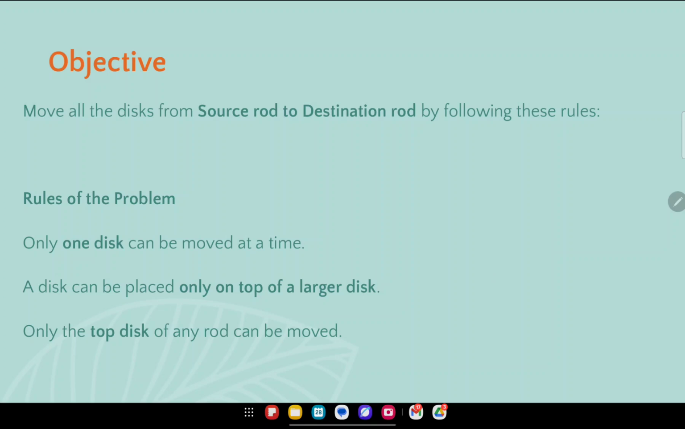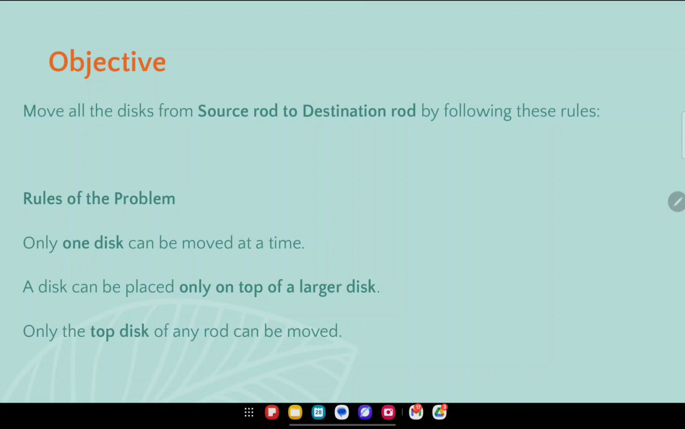Our objective is very simple. We must move all the discs from the source to the destination rod, but we have to follow certain rules strictly. Remember one thing, we should not violate any rule. If we violate even one rule, the solution becomes invalid.